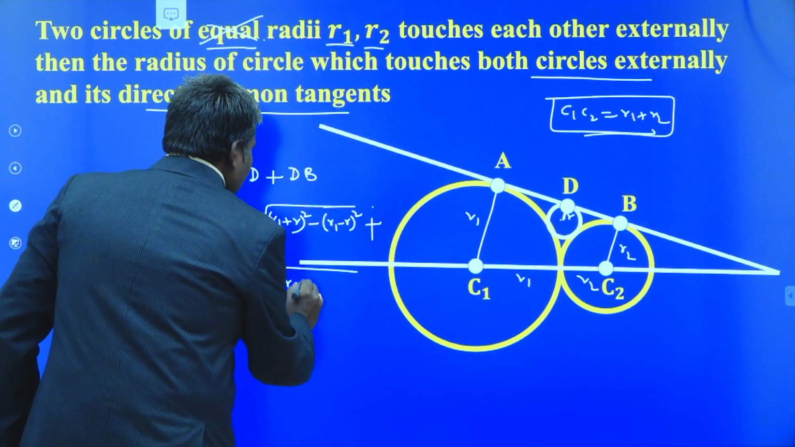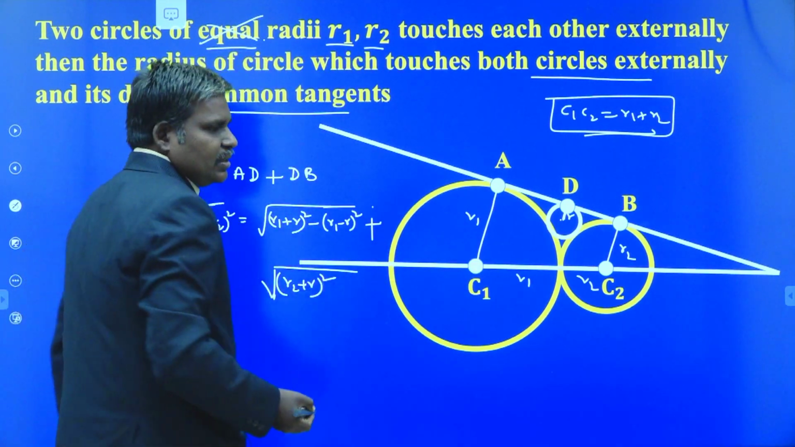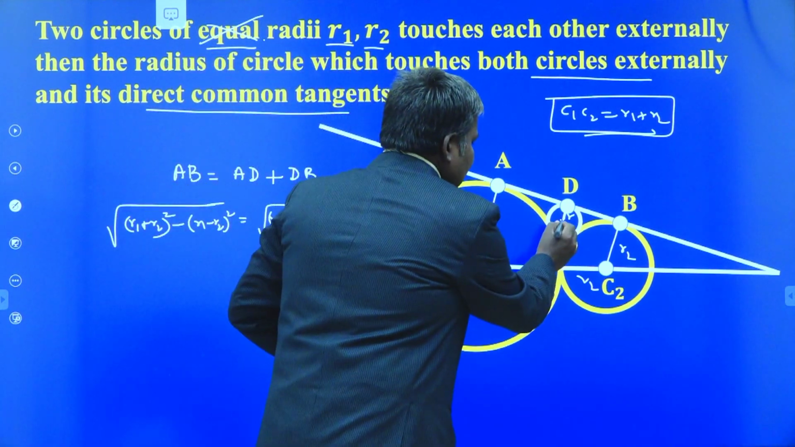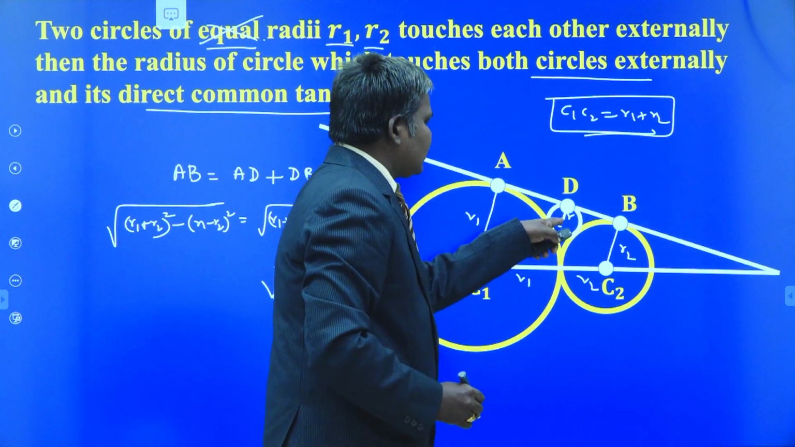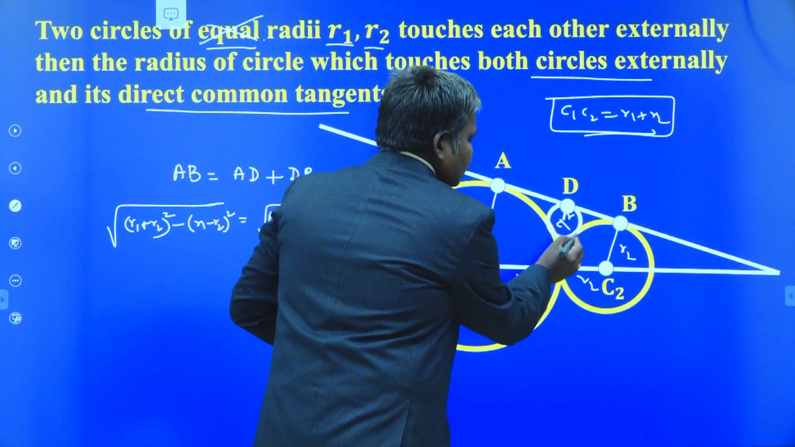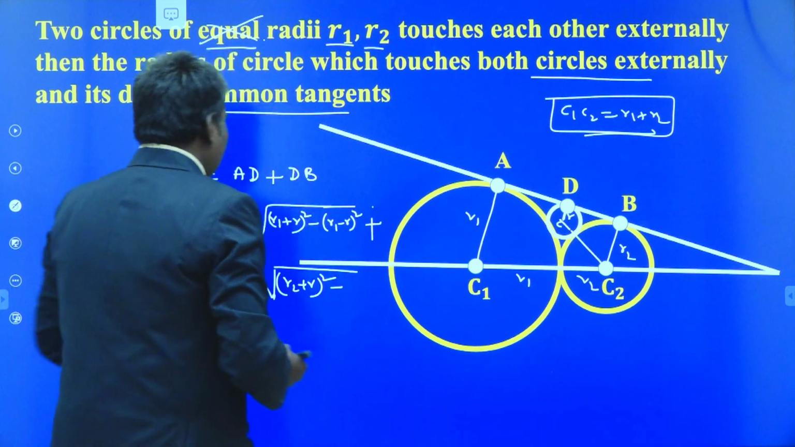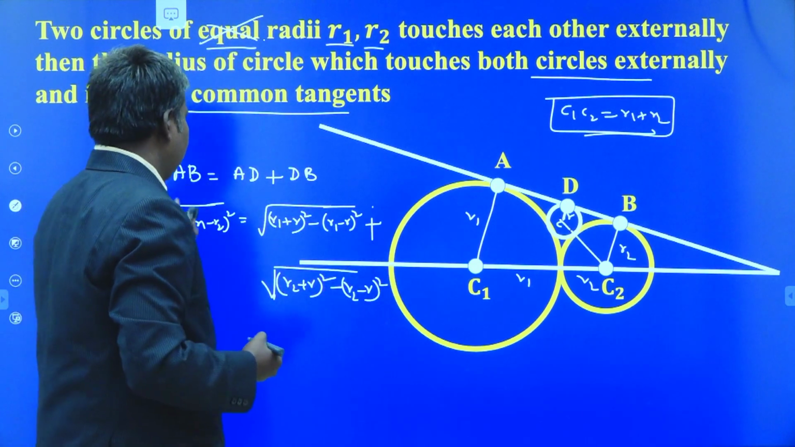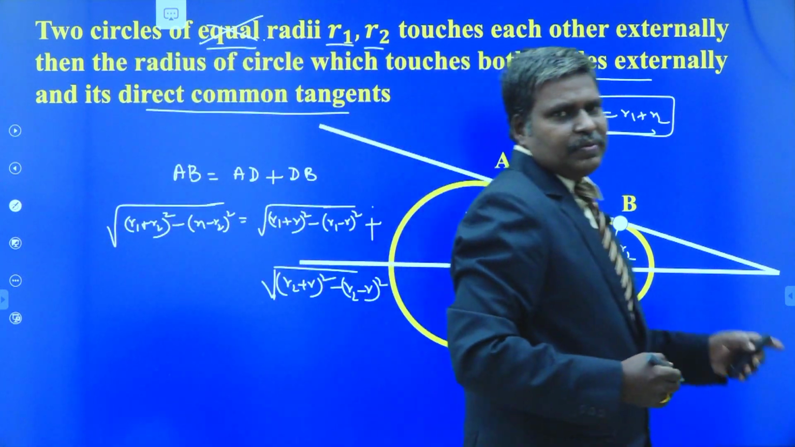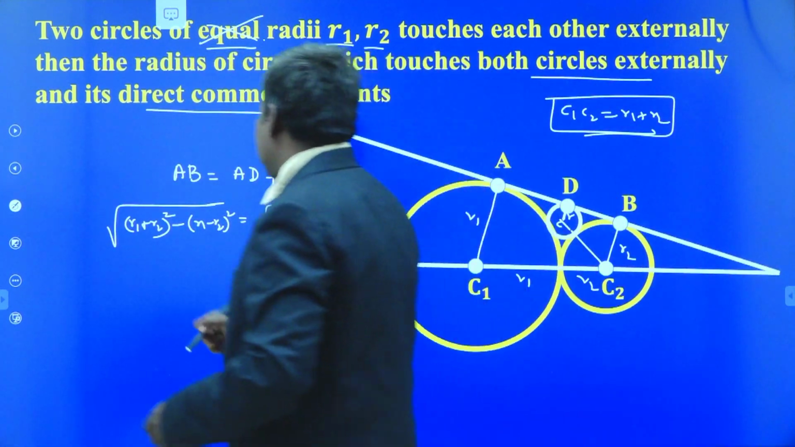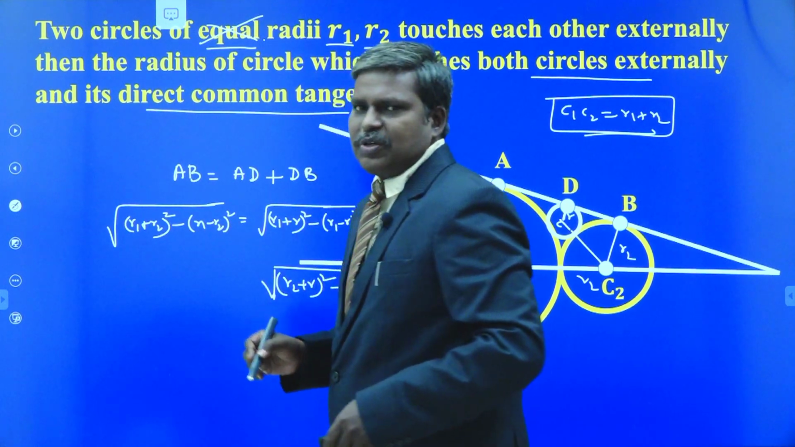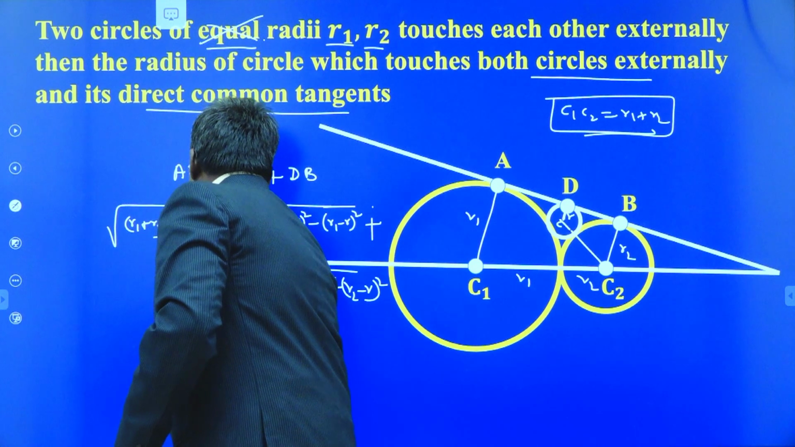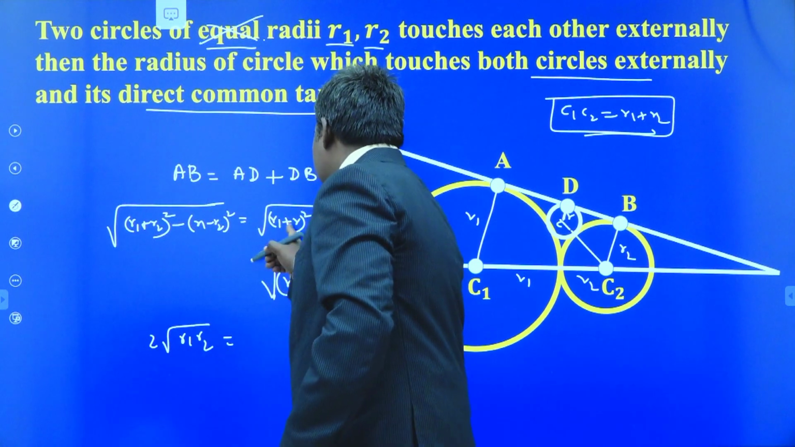That means R2 plus R whole square. C1C2 here, we mean C, this is center C, so CC2 is nothing but R plus R2. In that manner, root of (R2 plus R) whole square minus (R2 minus R) whole square. This is the condition obtained from the figure itself. So what we obtain here: (A plus B) whole square minus (A minus B) whole square, we mean 4AB. That is 2 root R1R2. That is equal to, what is that?